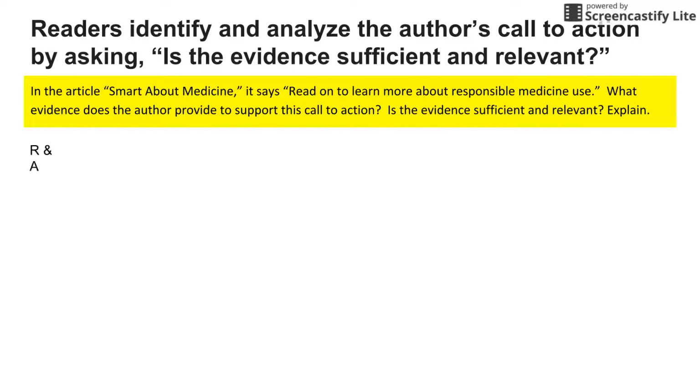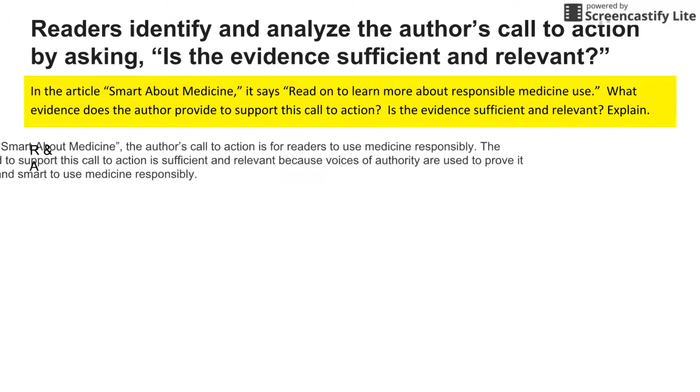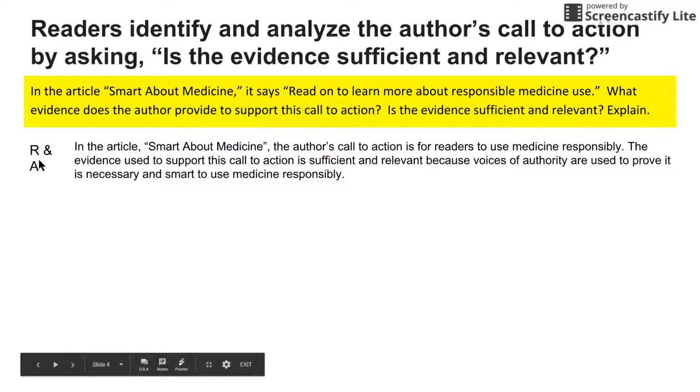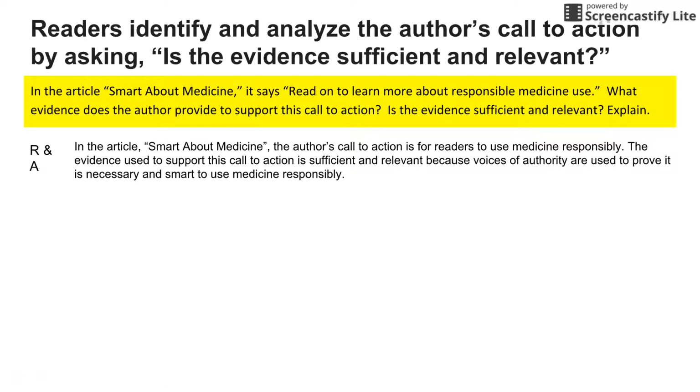So first, I just have to start with restating my question in sentence form and answering it. Essentially, yes, the evidence is sufficient. So that's my answer. I just have to put it in sentence form by restating the question in sentence form. So my example sentence: in the article Smart About Medicine, the author's call to action is for readers to use medicine responsibly. The evidence used to support this call to action is sufficient and relevant because voices of authority are used to prove it is necessary and smart to use medicine responsibly.